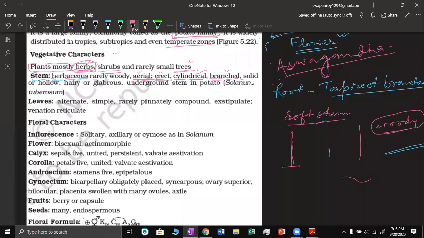and it is solid. Some plants have a hollow stem, like bamboo. Bamboo is hollow inside. Many grasses, like paddy and others, have a hollow stem, but this one has a solid stem. The stem is solid or hollow; hollow is very rare. We go only by the terms we are using: hairy or glabrous.